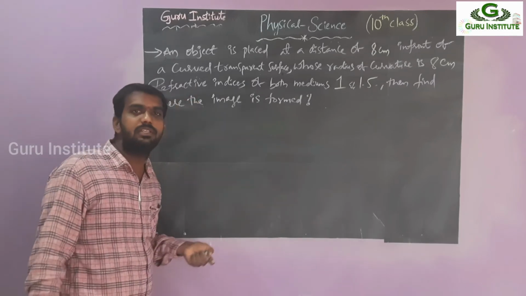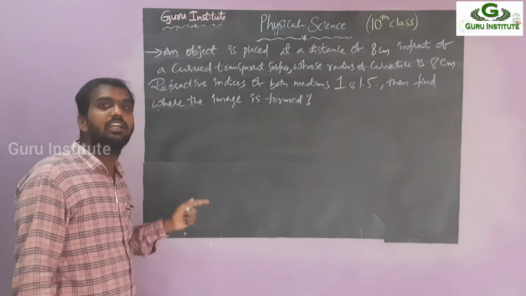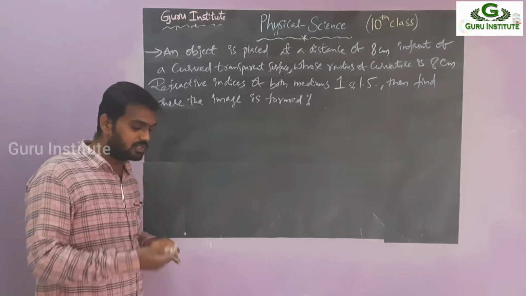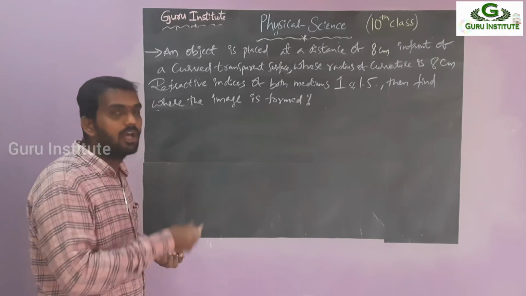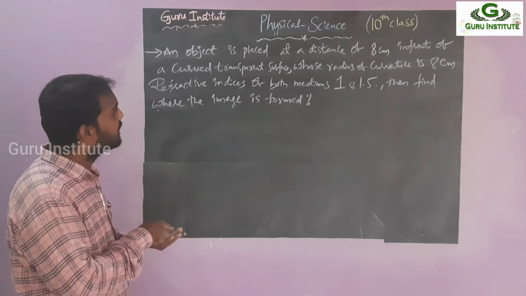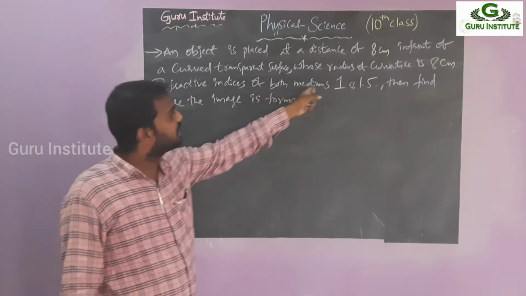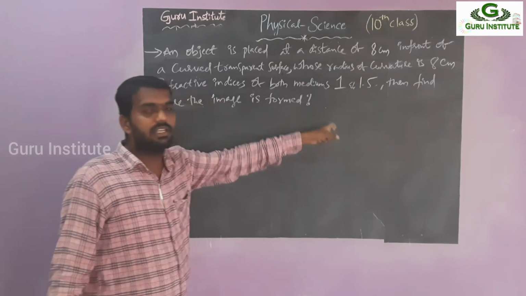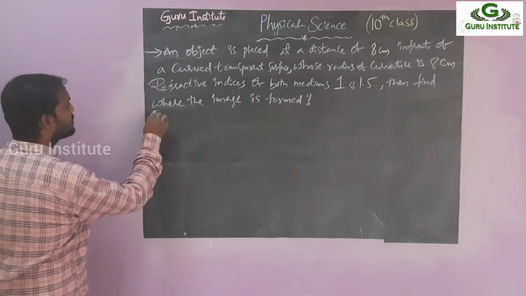That means the nature of the image. This is not a convex lens and this is not a concave lens. It's a curved surface. So we can use the curved surface formula. I am directly writing this one. So what is the given data? Object distance u, radius of curvature r, and n1, n2.